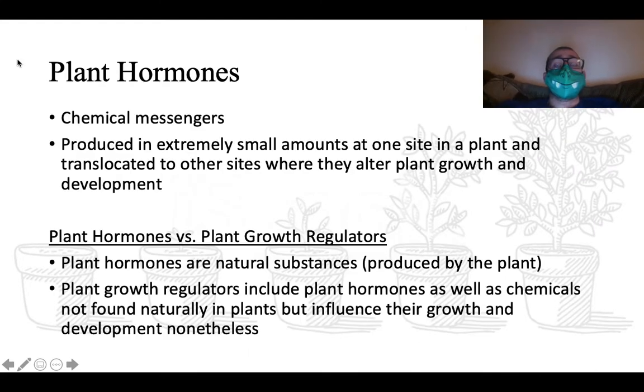Okay, so when I say plant growth regulators, I'm primarily talking about plant hormones. Now, hormones are chemical messengers, and they are produced in small amounts at one site in a plant, and they're translocated to other sites where they alter plant growth and development. And we've already touched on some hormones throughout the course, especially last lecture when I talked about auxins and gibberellins. We're going to revisit them.